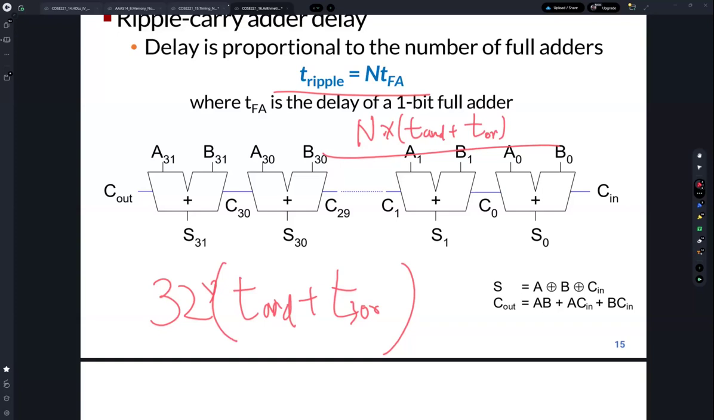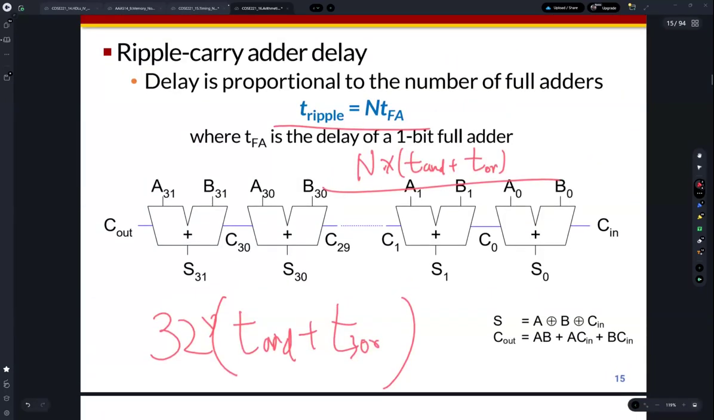Then as you can see, the delay is proportional to the number of digits. So it's slow, but when we just consider the number of gates, the ripple carry adder includes the minimum number of gates. So the cost is low, because it includes a smaller number of basic gates, but the problem is that the delay is high, which means the performance is low. So this is the disadvantage of the ripple carry adder.